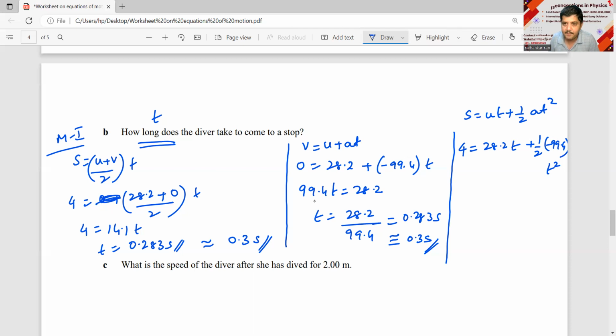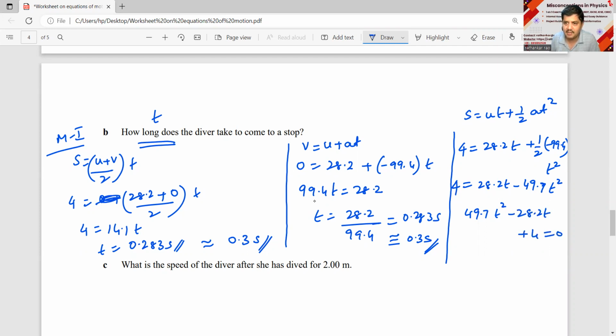That's a big equation here. Okay, let us try. So how do I solve this? 28.2t minus 99.4 divided by 2. 99.4 divided by 2 should be 49.7, so minus 49.7 into t square. This is what I have got. Oh my God, this is a big equation, it's spinning my head. Okay, let us try. 49.7 t square minus 28.2 t plus 4 is equal to 0.